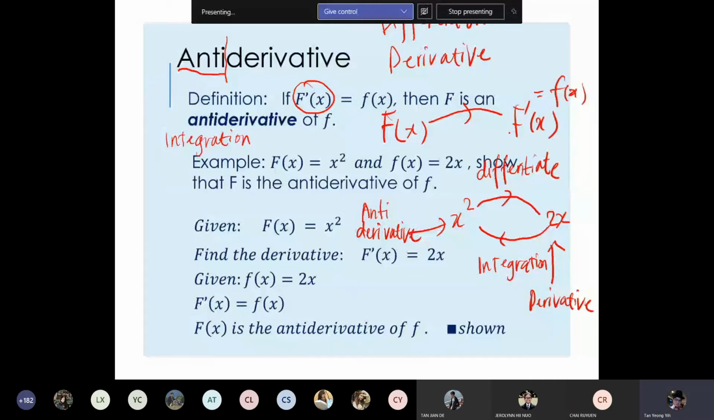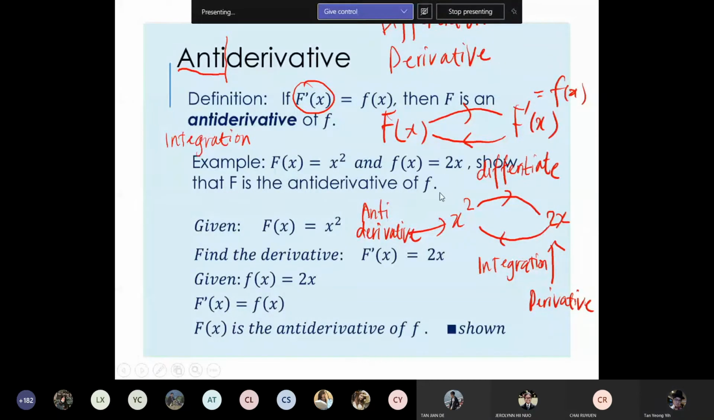Then the antiderivative refers to the reverse process of the derivative, which is actually F of x. F is an antiderivative of f. Now the example here, we have x squared. After we differentiate, we get 2x. When we integrate this, the antiderivative is x squared.